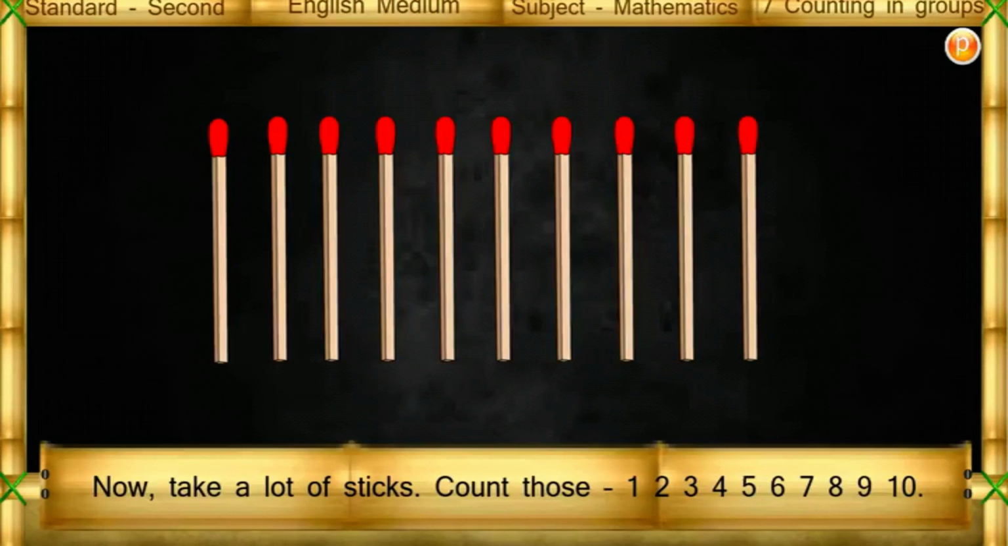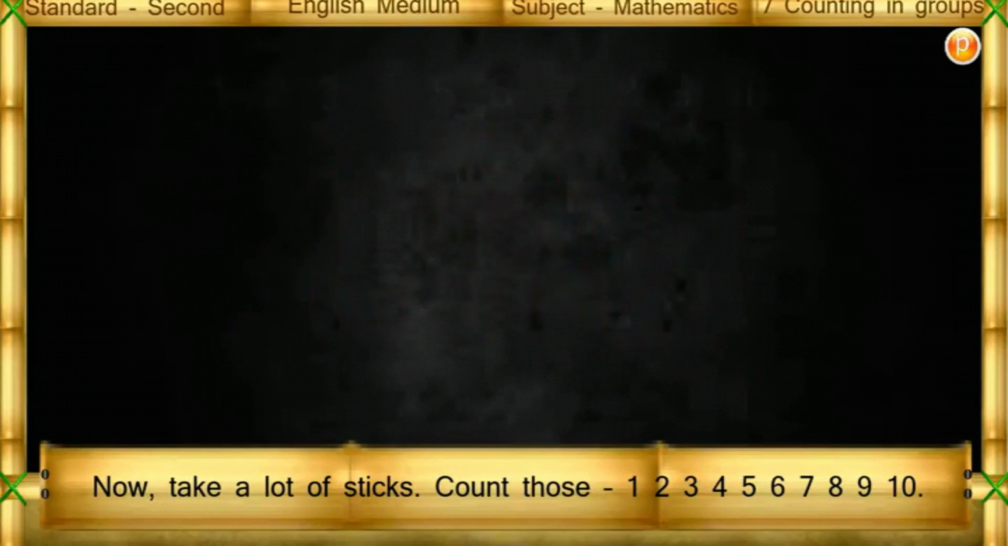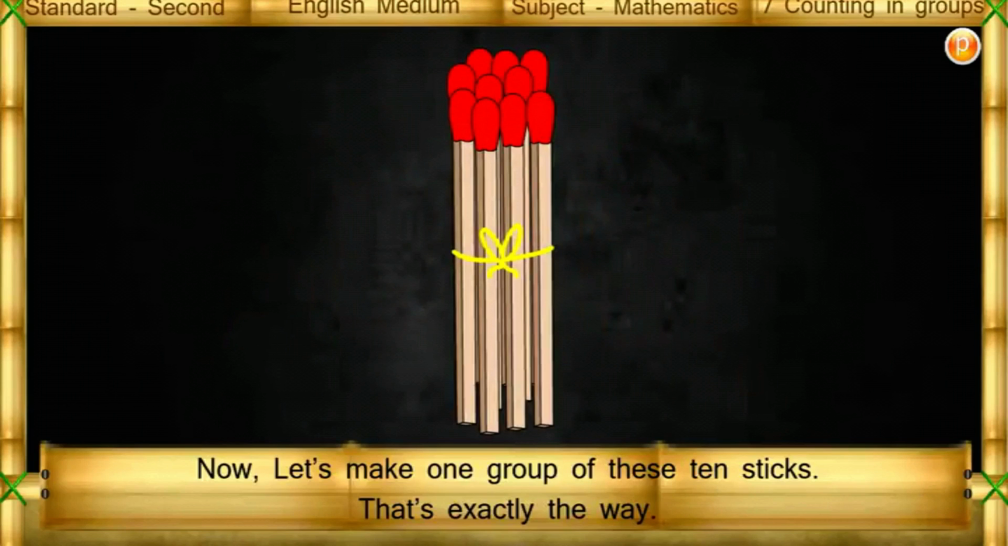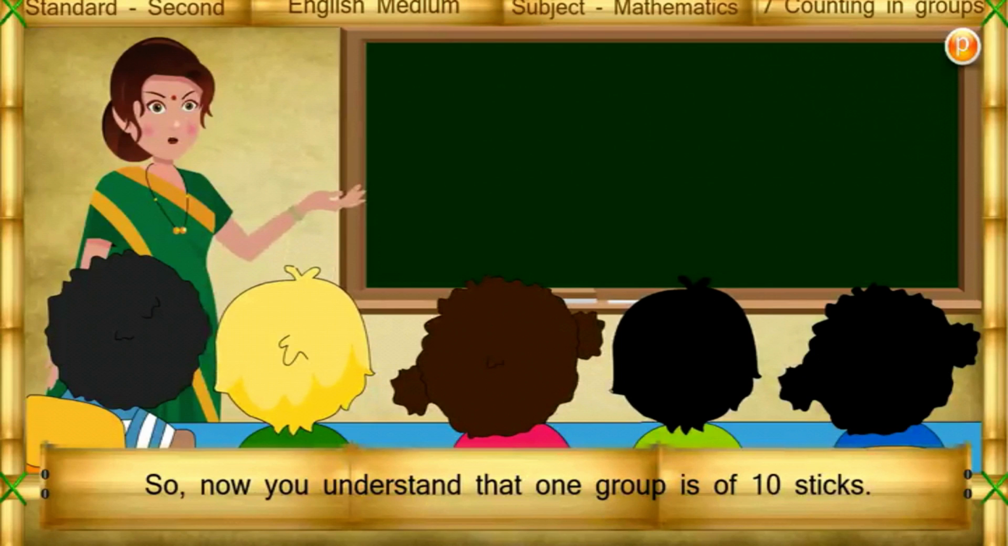Now take a lot of sticks. Count those. 1, 2, 3, 4, 5, 6, 7, 8, 9, 10. Now, let's make one group of these 10 sticks. That's exactly the way. So now, you understand that one group is of 10 sticks.